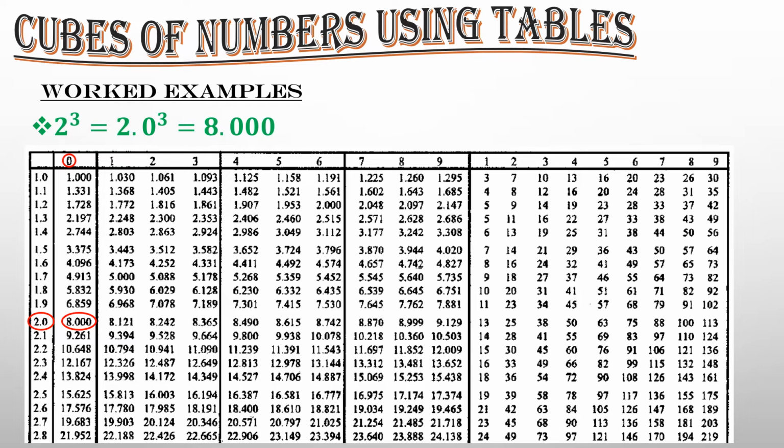There is a number which is made by 2.0 and 0. This one will give us the answer that we need for that value, 2 cubed, and it will be 8.000. As you can see, it's a very, very simple task. The other number that we want to check its cube is 1.53.